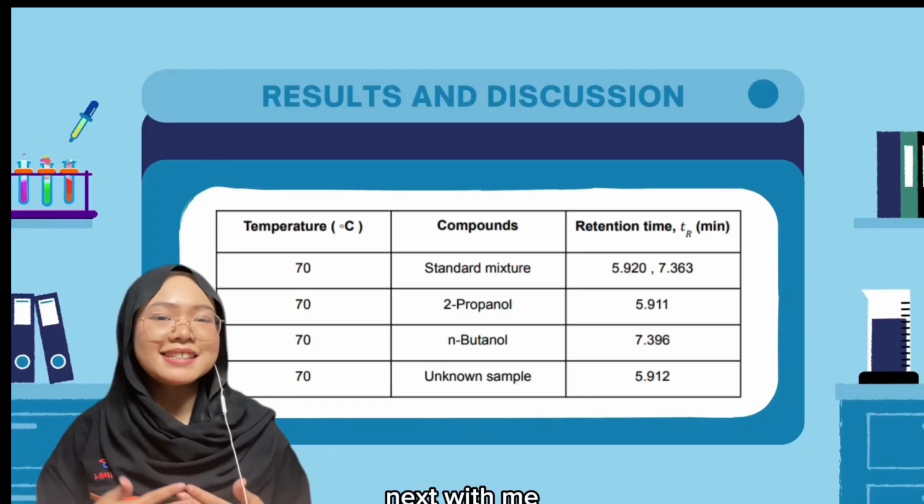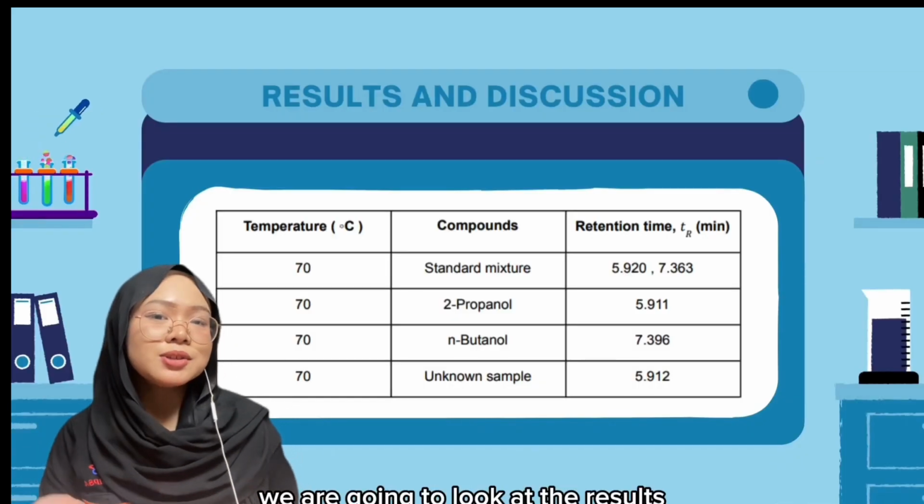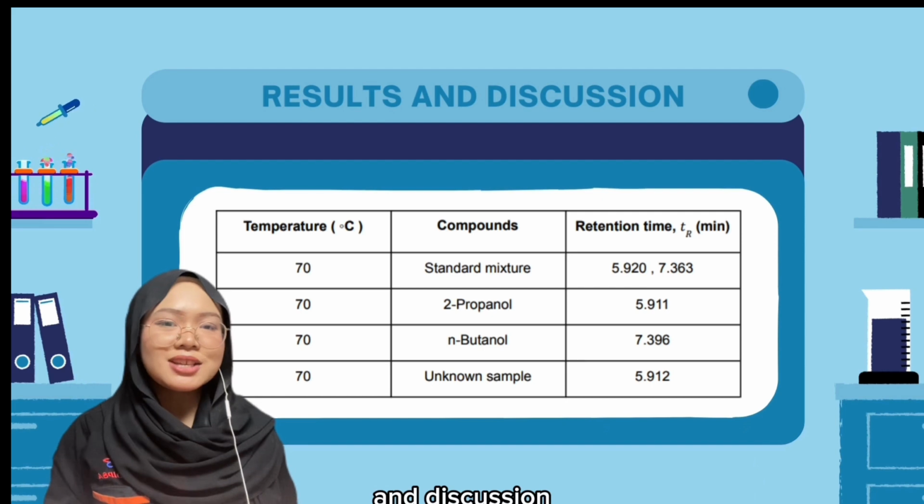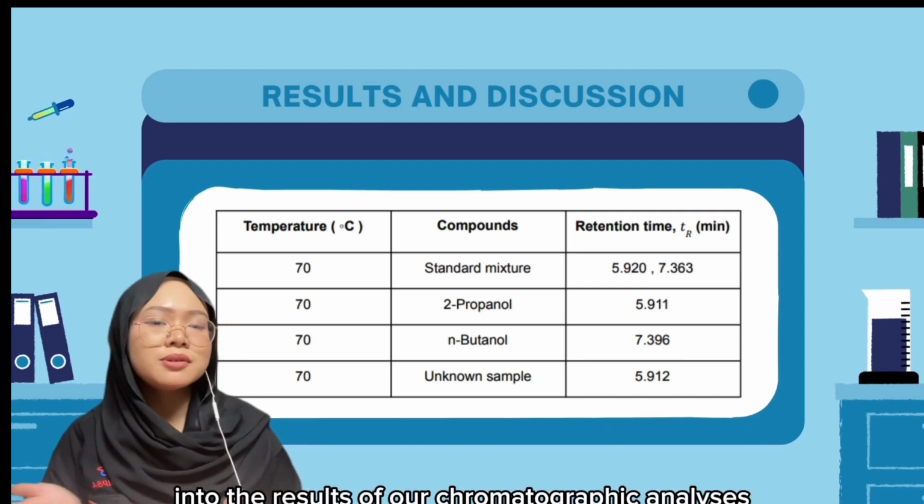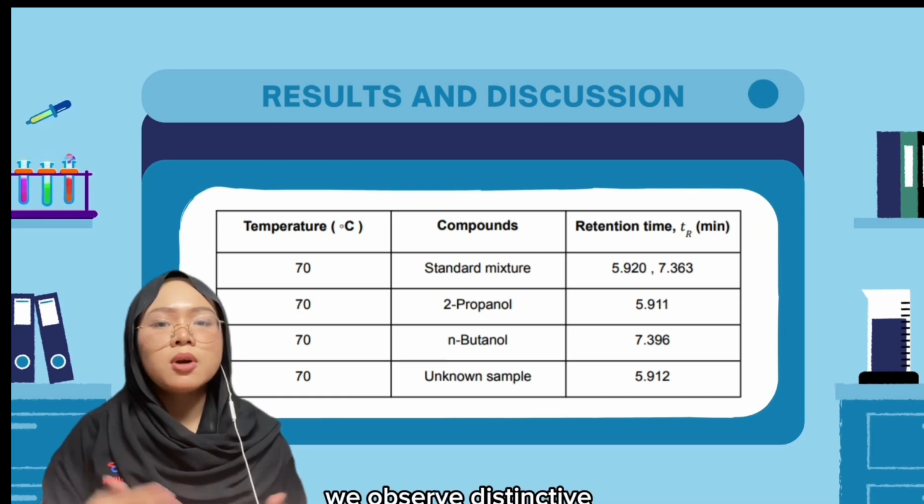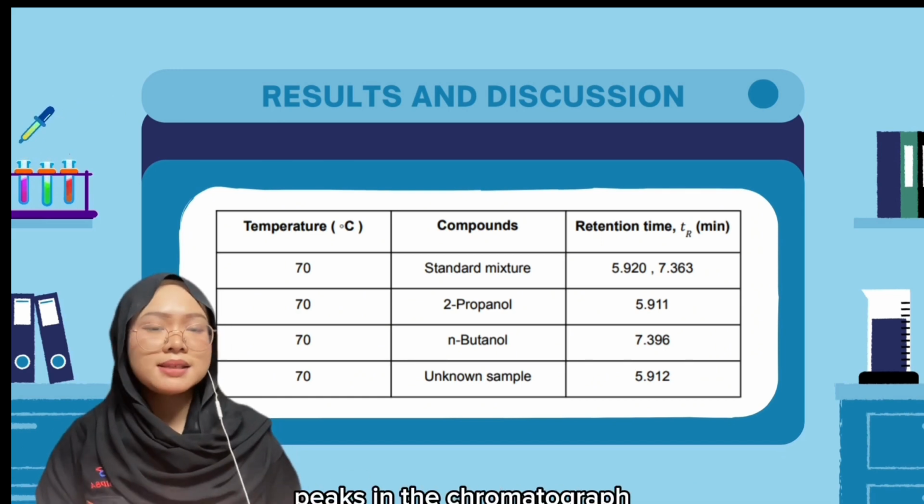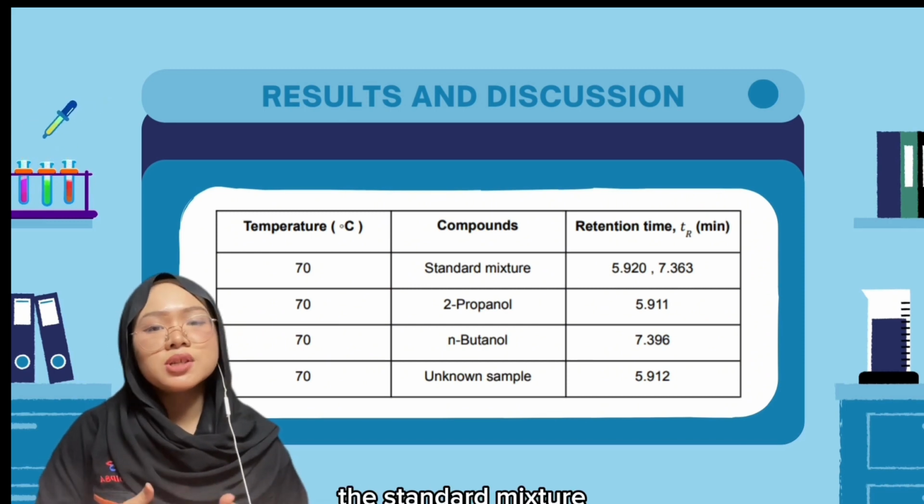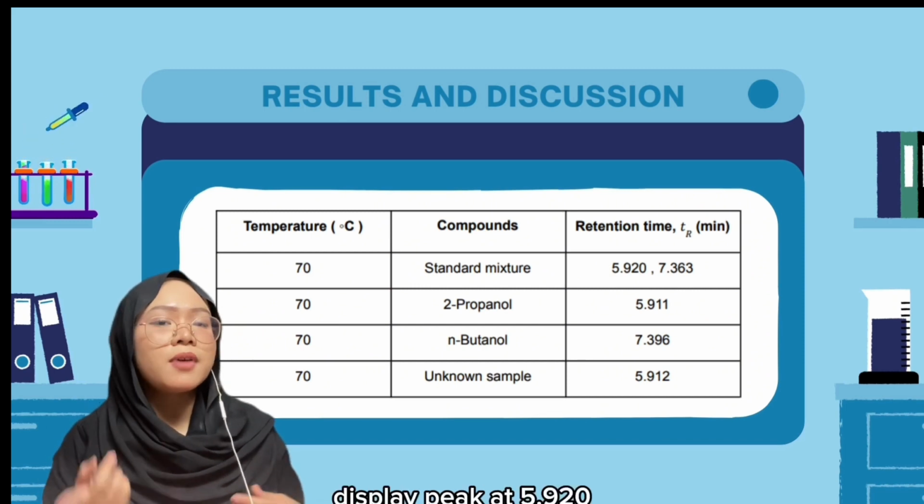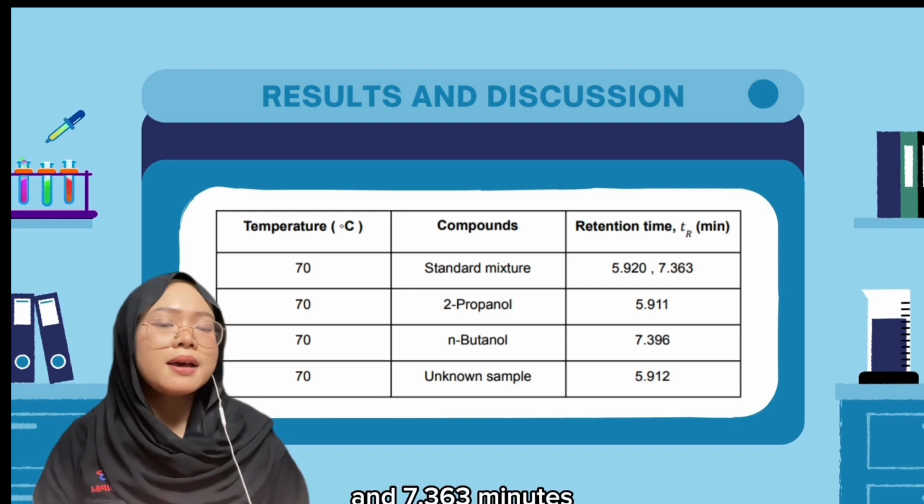Next, with me, Kia Shahinda binti Uthman, we are going to look at the results and discussion. So here, we dive into the results of our chromatography analysis. We observe distinctive peaks in the chromatograph for each substance. The standard mixture displayed peaks at 5.920 and 7.363 minutes.